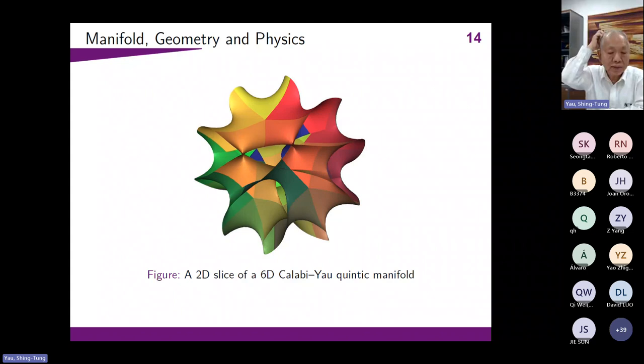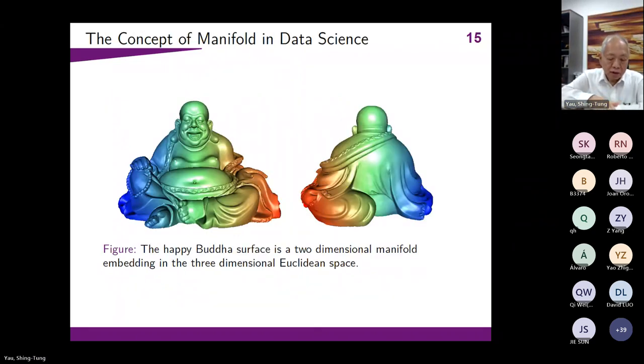And this is a six-dimensional space, so you cannot really see it. You take a slice of it, and you get a projection of that. And this has been used in physics to predict the interaction between particles and the masses of particles. So there are many examples of Calabi-Yau manifolds, which are waiting to be determined which one is the right one. Well, for the imaging domain, the Happy Buddha surface is a two-dimensional manifold embedded in the three-dimensional Euclidean space. So this is a good example of a manifold.